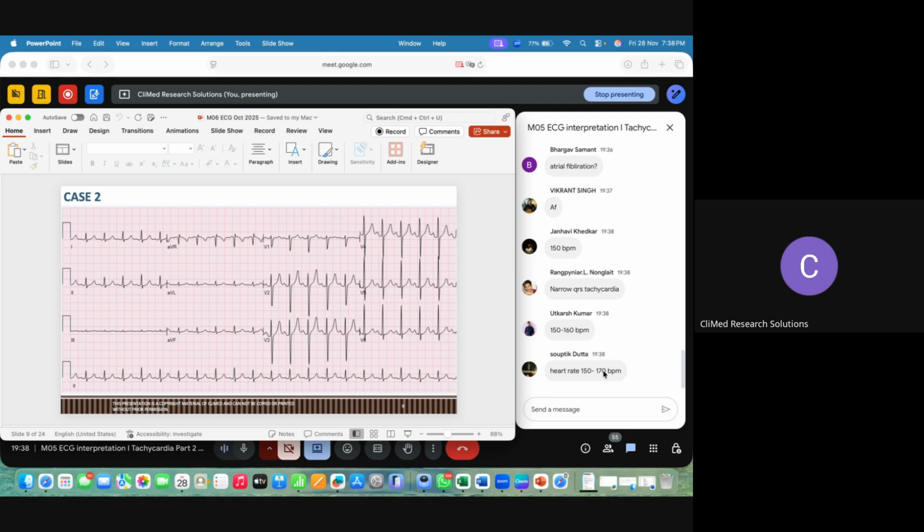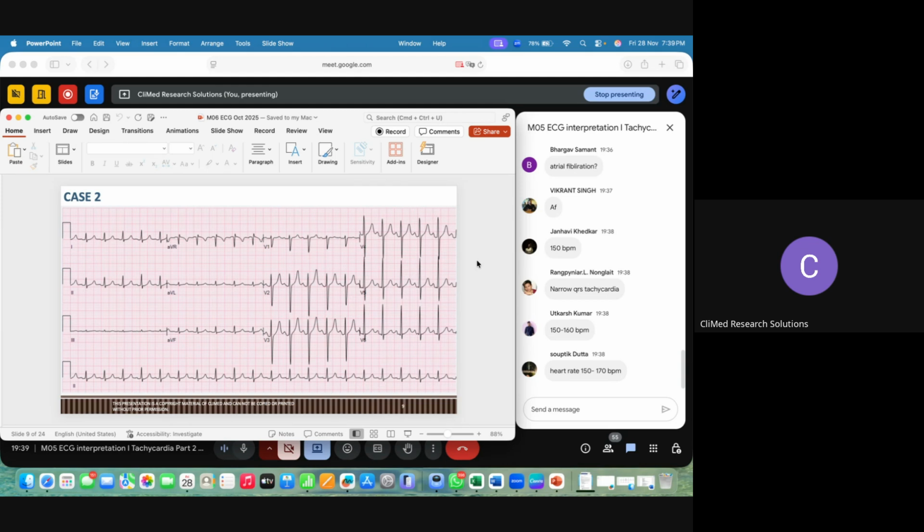Are you sure it is 150 to 180? See, guys, you don't know how to calculate the things. That's why I kept this ECG. This ECG is the ECG of a 22-year-old boy who just came out of the gym with intense exercise. That's all.